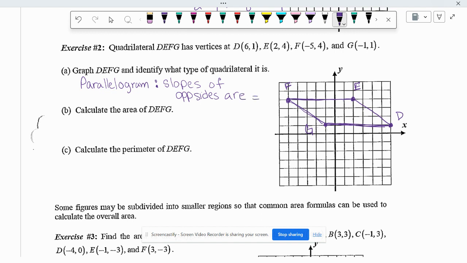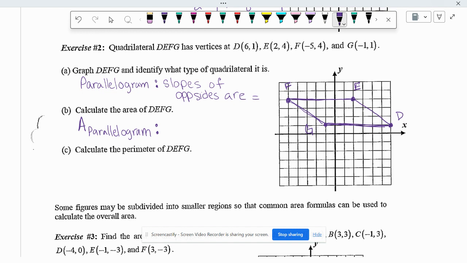So it says to calculate the area. Well, I need to know the formula first. How do I find the area of a parallelogram? Do you guys remember learning that? It's a lot like the area of a rectangle. I mean, a parallelogram is just a rectangle that someone sat on and smushed the sides, right?